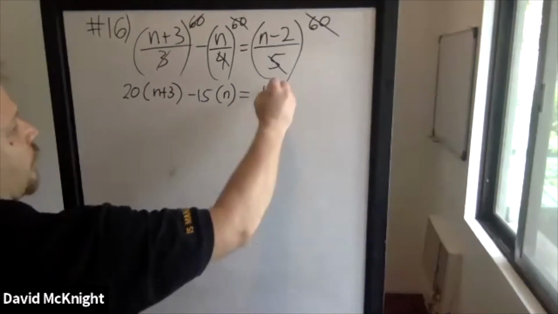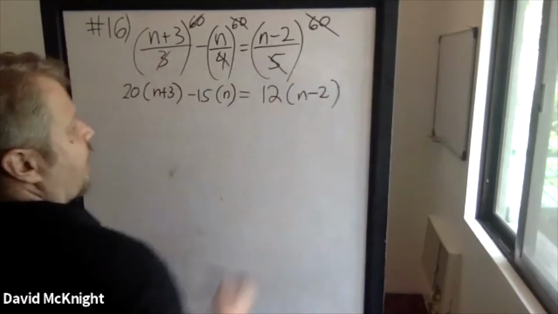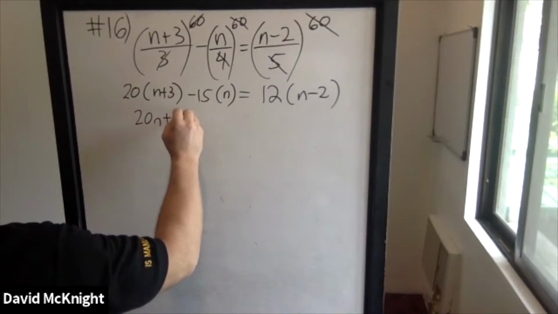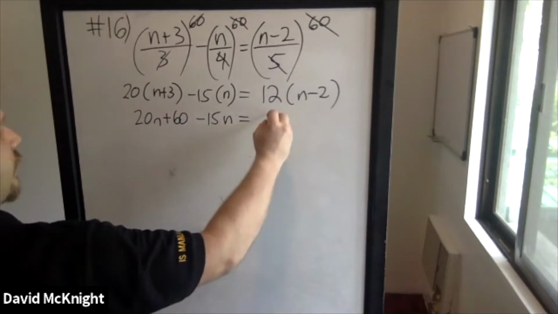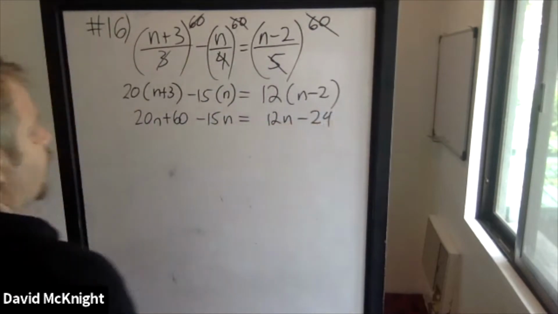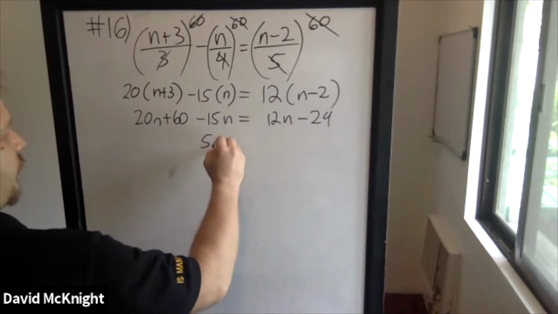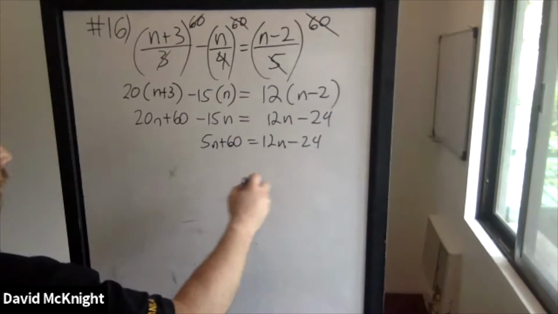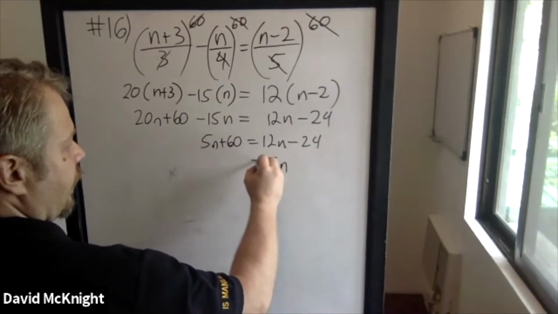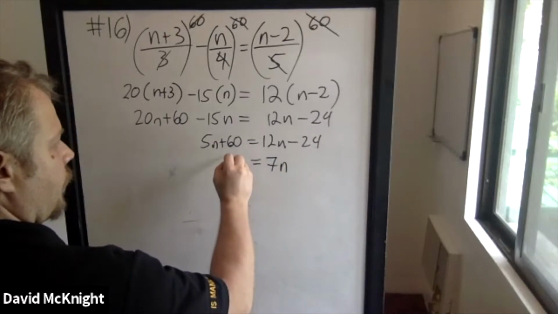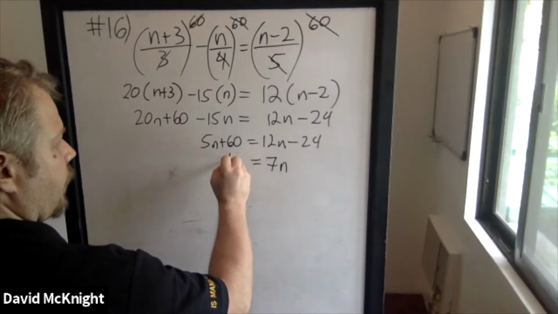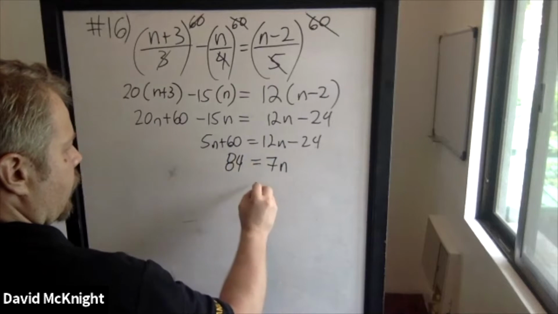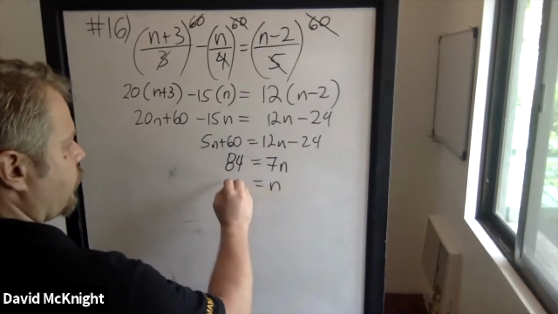Okay, so we have 12. Okay, go ahead and expand. So we have 20n plus 60 minus 15n is equal to 12n minus 24. Add the like terms, so 5n plus 60 is 12n minus 24. So we have 7n is equal to 84. So n is equal to 12.